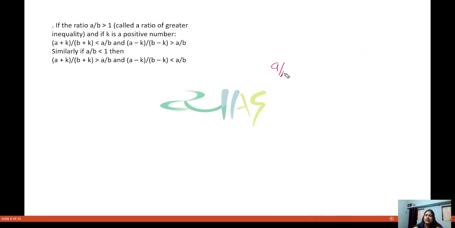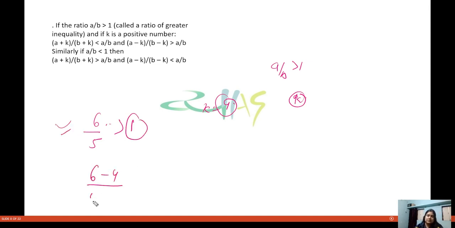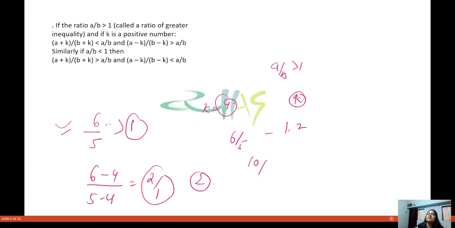Similarly, if a by b is greater than 1 and you subtract any number k from this, let's take 6 by 5 and k equal to 4. Now I am subtracting the number. We know a by b is greater than 1. Now subtract 6 minus 4 and 5 minus 4, so that gives 2. Now we know 2 is greater than 6 by 5, because 6 by 5 will come to 1 point something, while 10 by 5 will come to 2.